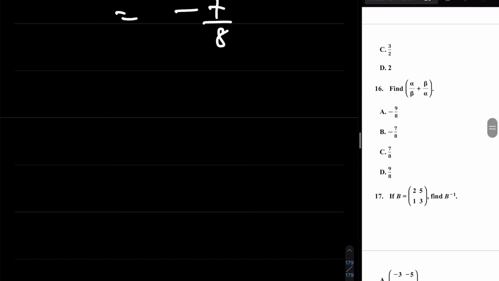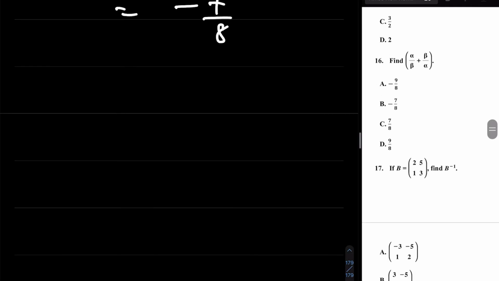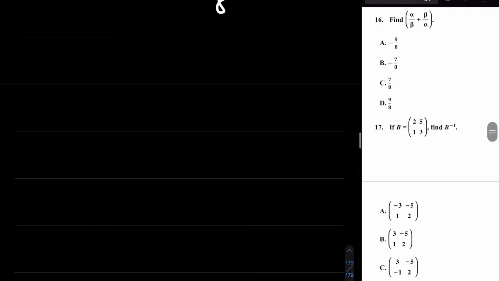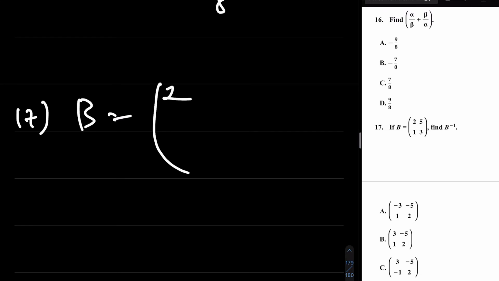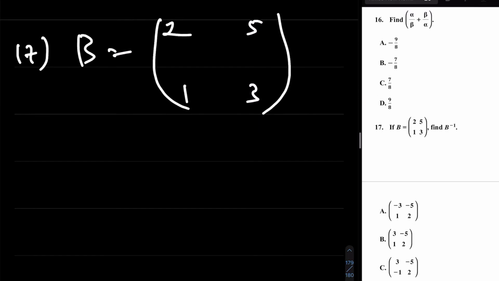Straight we go, and the correct option is B. That's the option that matches that. Now to the next, which is number 17. If the matrix B has elements 2, 5, 1, 3, find B inverse. That's the inverse of the matrix B.